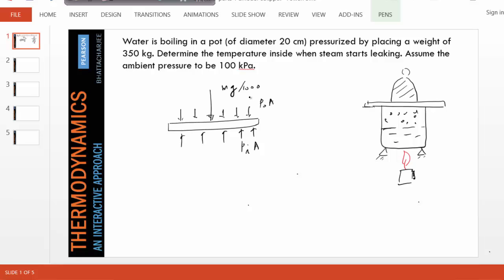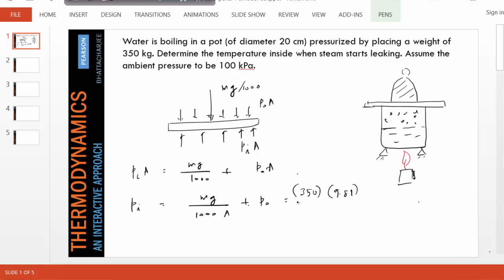So doing this balance, we get Pi times A equals mg over 1000 plus P0 times area. That gives us the inside pressure must be mg over 1000 A plus P0. M is how much? 350 kg, 9.81 over thousand, and the area is 20 centimeter diameter, so it's pi times 0.2 meters squared by 4. Plus, we shouldn't forget the outside pressure, ambient pressure is 100 kPa, that's given.